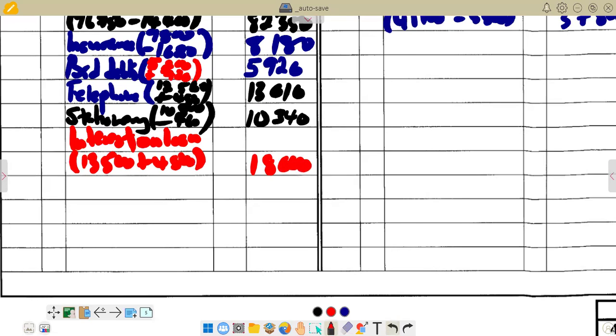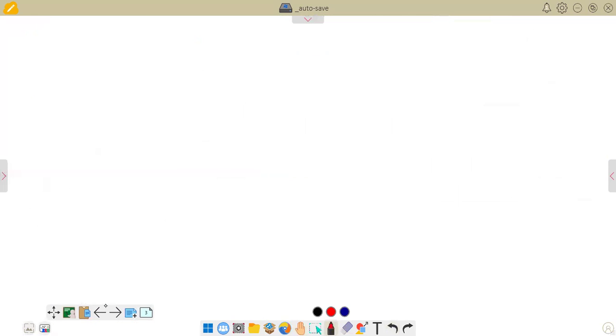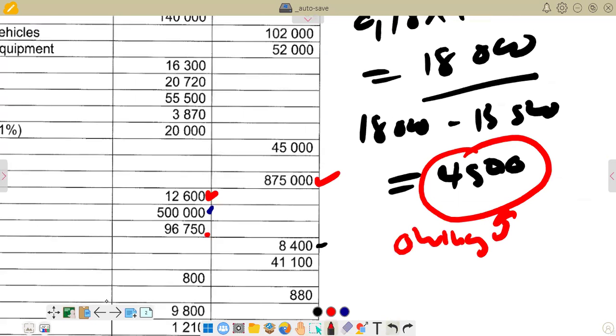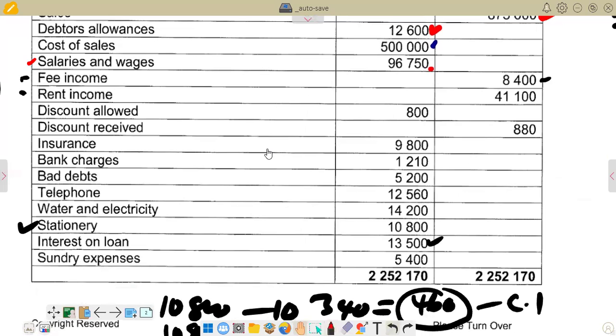So we go back again. Check after interest on loan what we have. Right, after interest on loan, we have sundry expenses 5,400. So this one is a pre-entered figure, we skip it. So this is what we have in terms of our list that was given there.